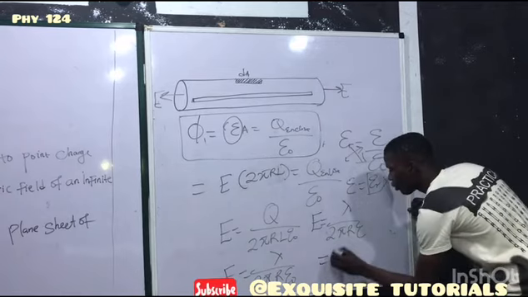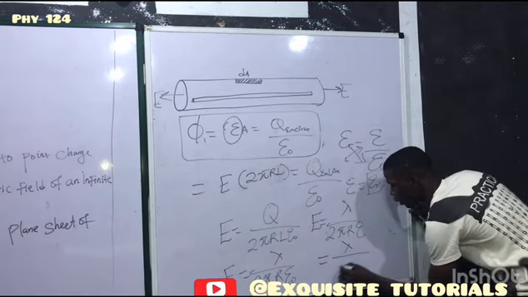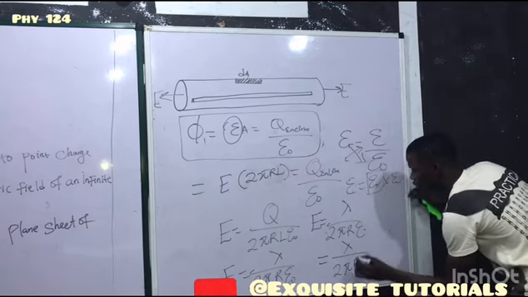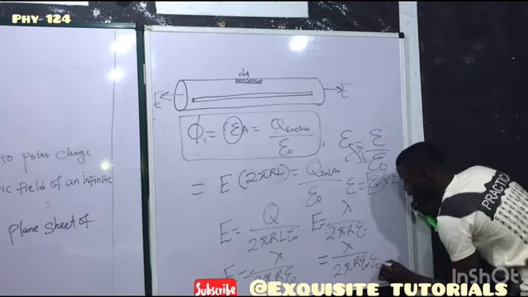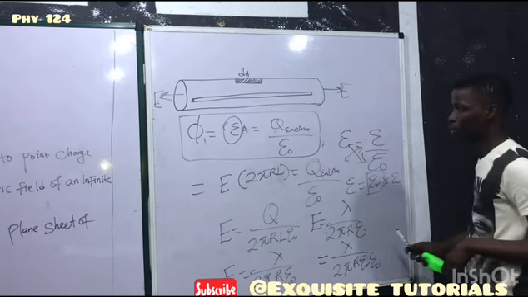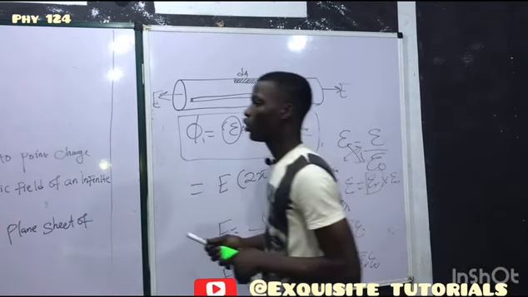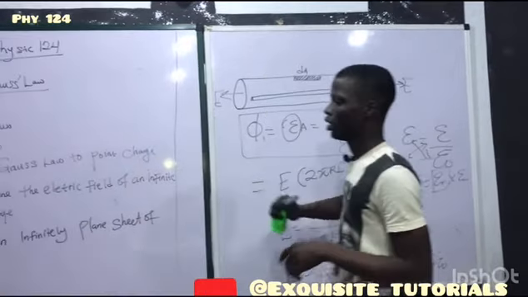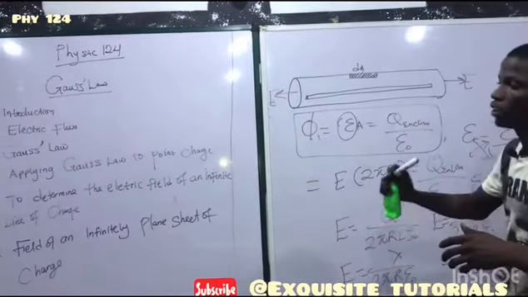So our formula can also now be lambda over 2 pi rho. Replacing this one with this one, it will now be E rho times the permittivity. So that is the formula for solving this one. So I'll be moving to the field of an infinite plane sheet of charge.